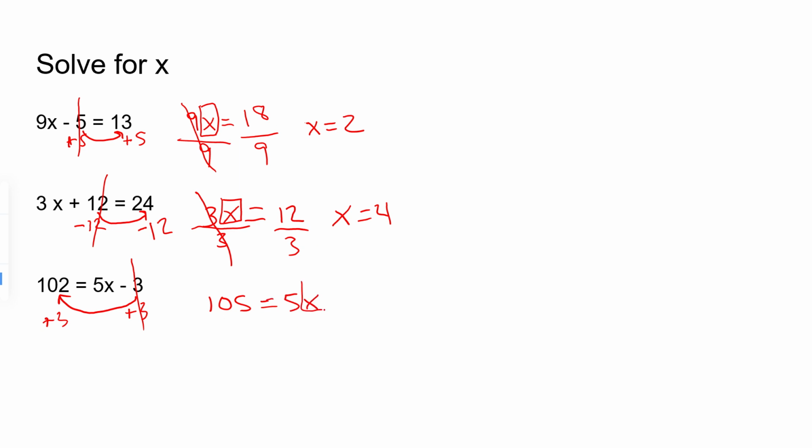Now to isolate away the x, we're just going to divide away the 5 that's attached to it and divide it by 5 over here. So 105 divided by 5, 21. X equals 21.